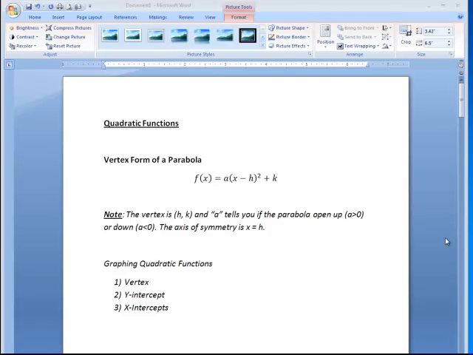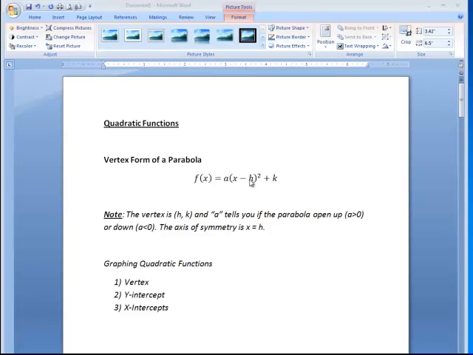Today we're going to look at graphing quadratic functions, and quadratic functions typically appear in one of two forms. We're going to start today with the vertex form and then move to the standard form. The vertex form is f of x equals a times the quantity x minus h squared plus k. Now it's important to know what a, h, and k really represent.